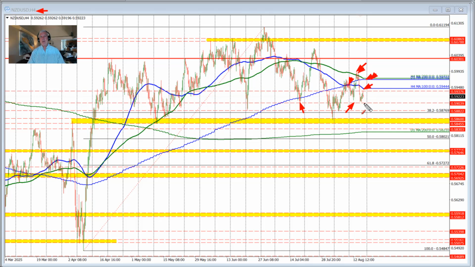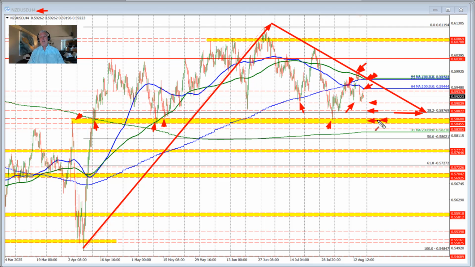And so we would expect to move below this level right here. We expect to move toward these lows right here, the 38.2% retracement of this move to the upside right through here. And then look at this swing level right here, which would define a swing area from here, and here. So those would be the next key targets on the downside for the New Zealand versus US dollar.